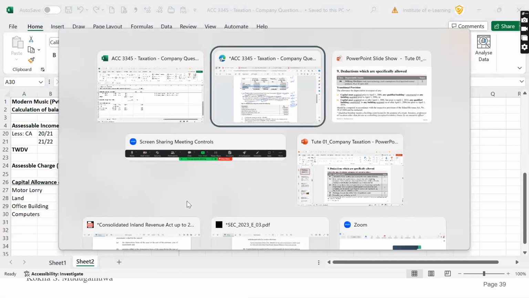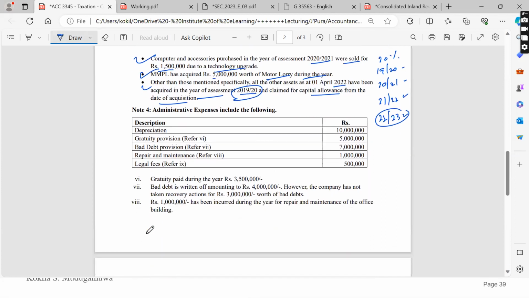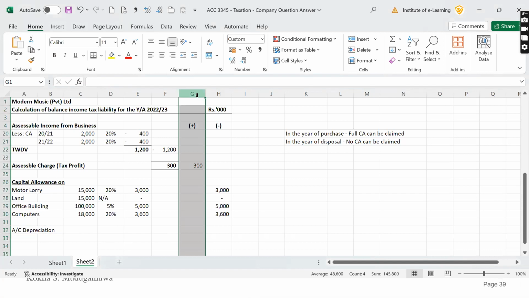Right, well, let's look at the balance part of the question. Then the next one is administration expenses. Section says the following are included in this. Depreciation, right? Anyway, we are claiming capital allowance, so we have to disallow depreciation. Accounting depreciation we have to add back in the plus column.